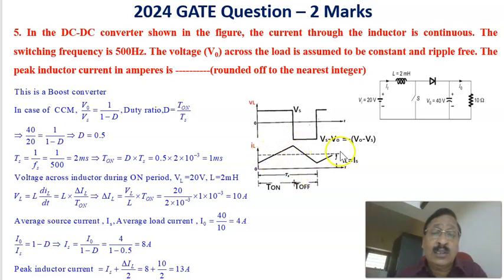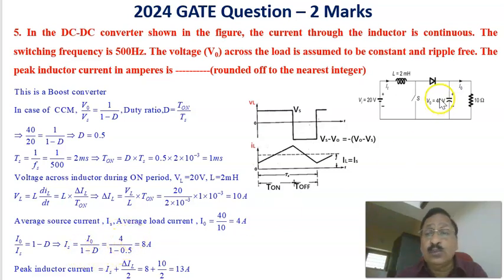Therefore, in order to find the average value of this source current, the basic relation between output current and input current is I0 by Is equal to 1 minus D. Here V0 by Vs equals 1 by 1 minus D, and I0 by Is equals 1 minus D. That's the basic relation. From this you can find the average source current, equal to average output current divided by 1 minus D.